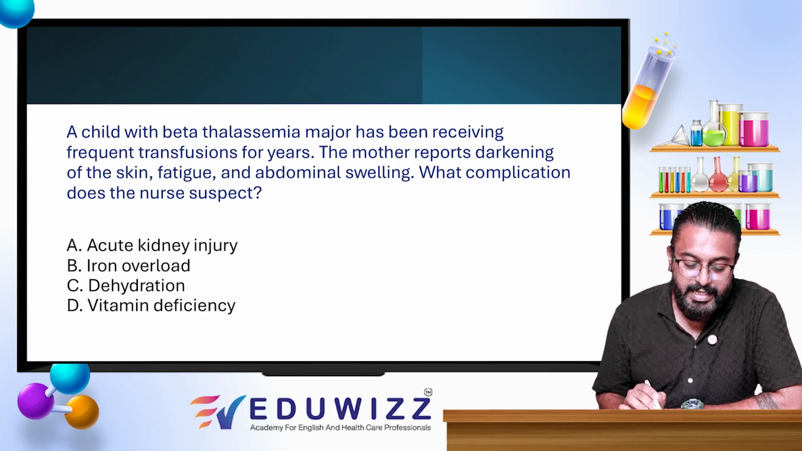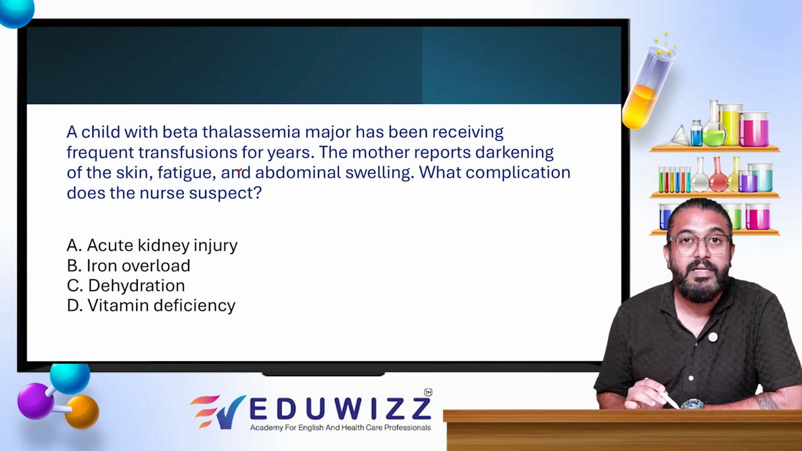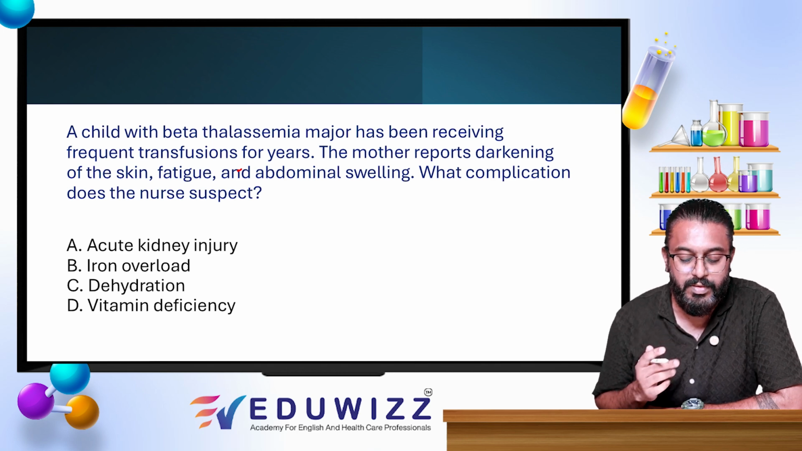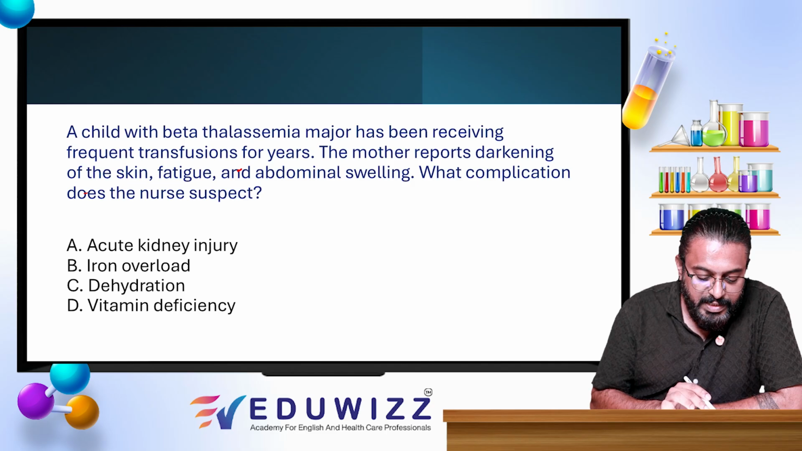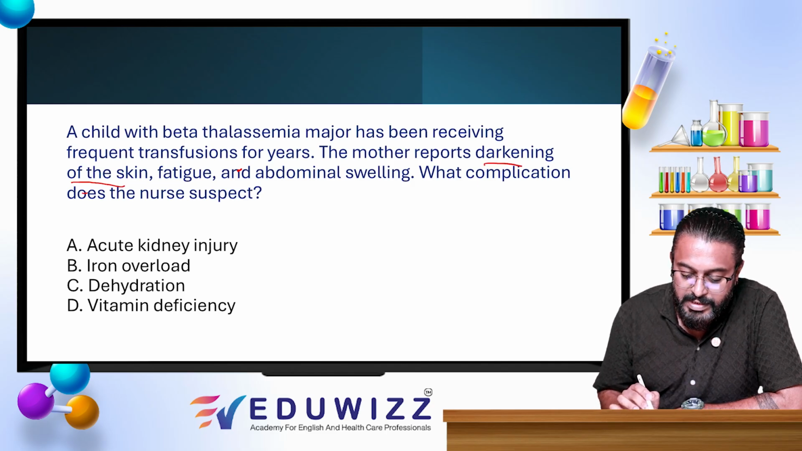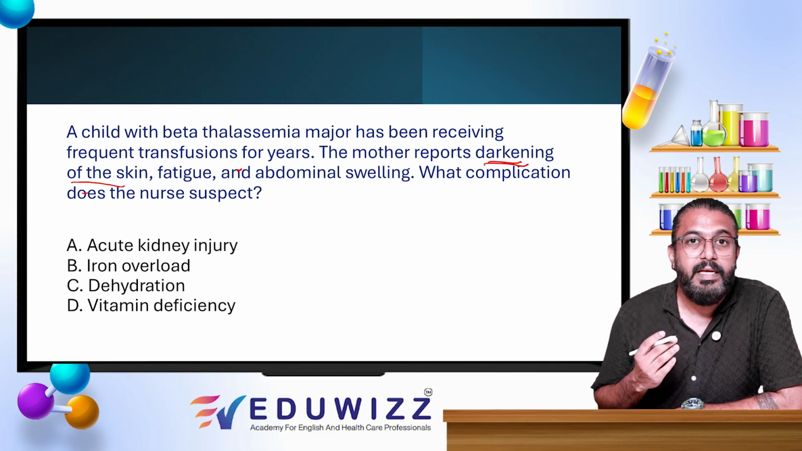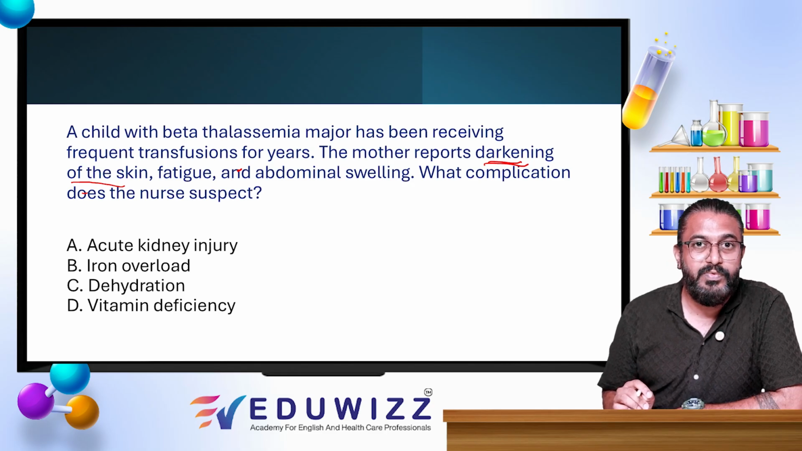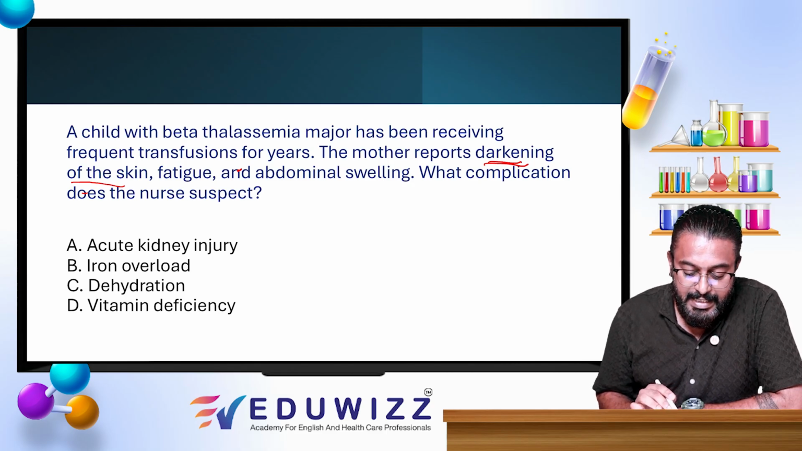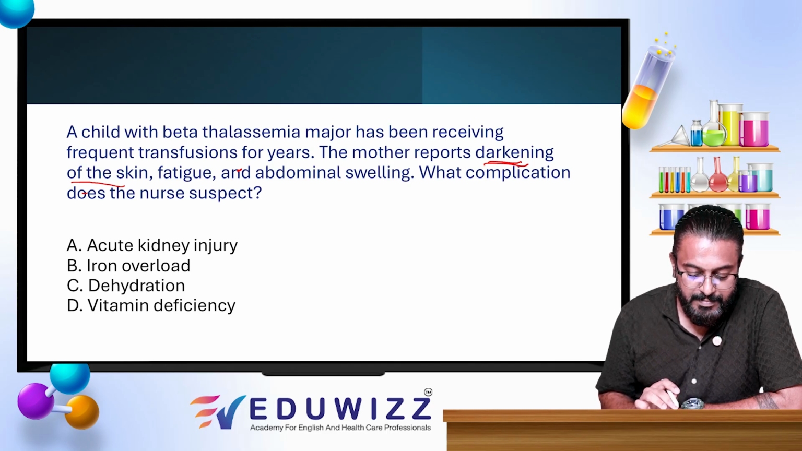So here also the child is receiving frequent transfusions. So the first thing that should come to your mind is iron overload. Darkening of the skin is clearly mentioned. I have told you hemosiderosis means pigmentation of the skin. Fatigue and abdominal swelling. So what complication should the nurse suspect? This is also iron overload.